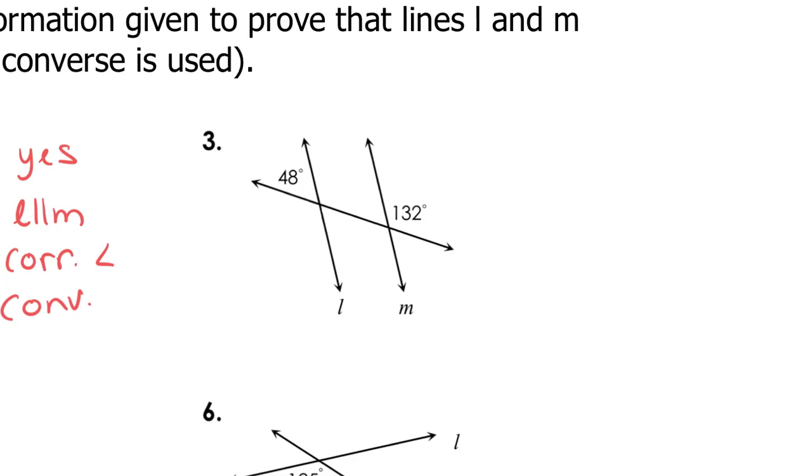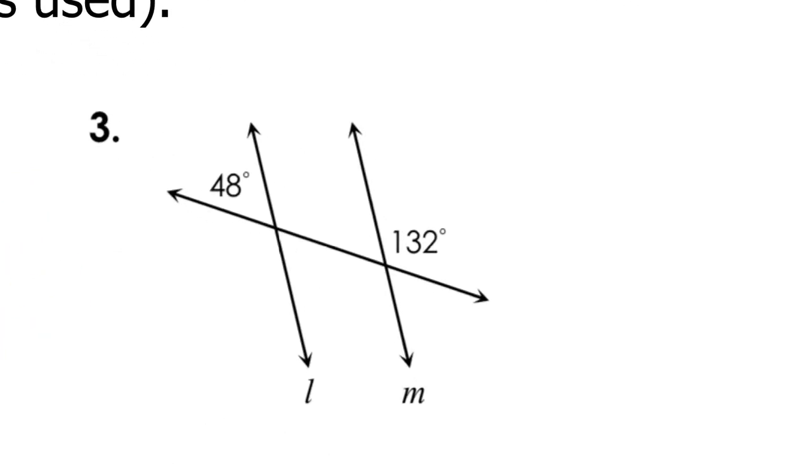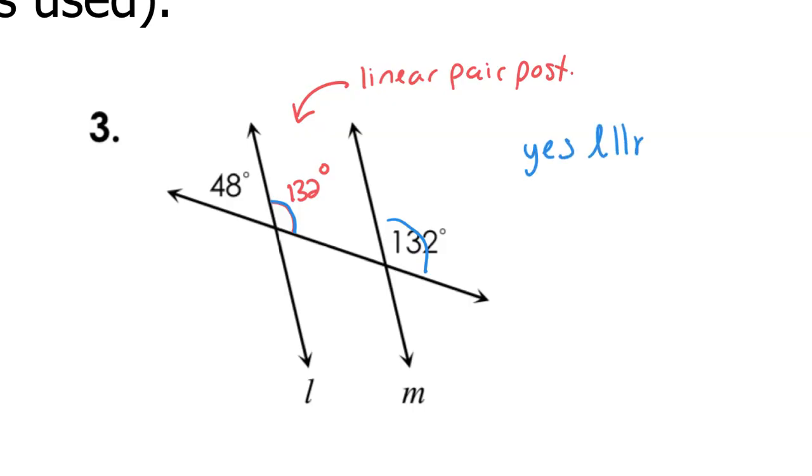All right, looking at number 3, we do not have a name for these types of angles. But if I use the linear pair postulate to get this angle, 180 minus 48 is 132. Now, do we have a type of angles that are equal? Well, yeah, these two are both 132, and they happen to be what type of angles? Corresponding. So we can say yes, L is parallel to M using the corresponding angle converse.